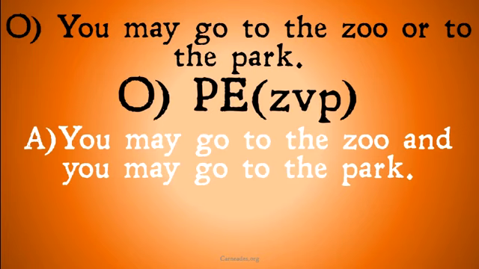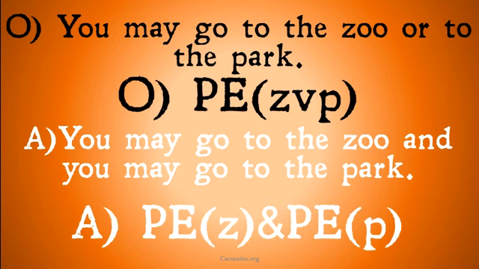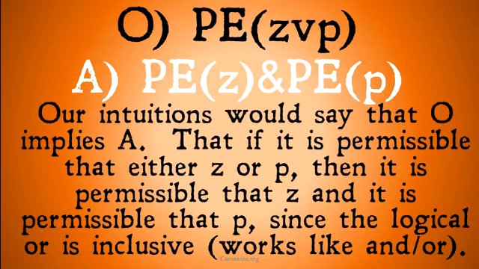So we could say that O would be, it's permissible that Z or P, and A would be, it's permissible that Z and it's permissible that P. So you may go to the zoo or to the park: it's permissible that you go to the zoo or you go to the park. And you may go to the zoo and you may go to the park: it's permissible that you go to the zoo, and it's permissible that you go to the park. Hopefully, those make sense. They seem pretty intuitive as far as ways to interpret these statements go.